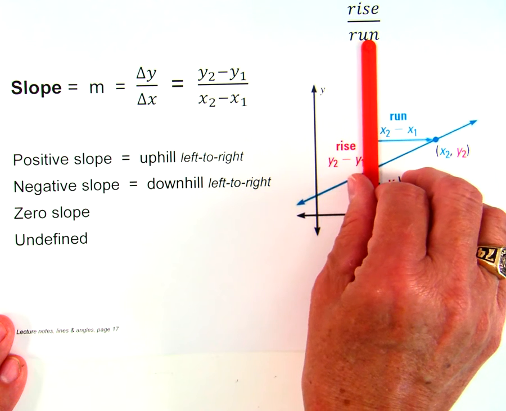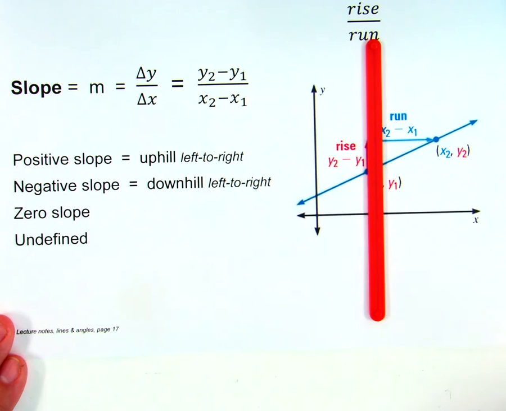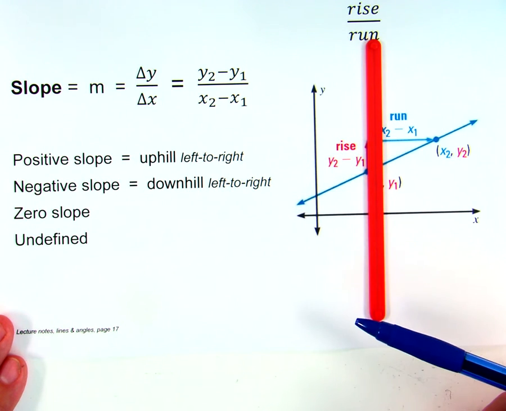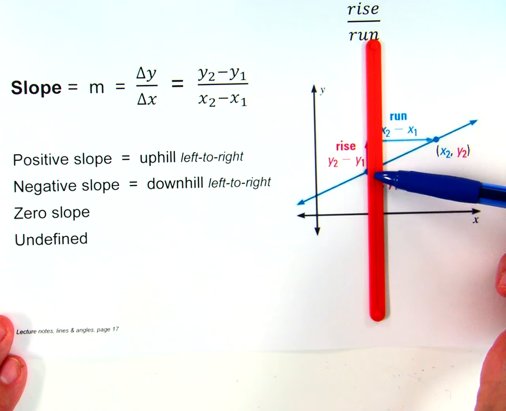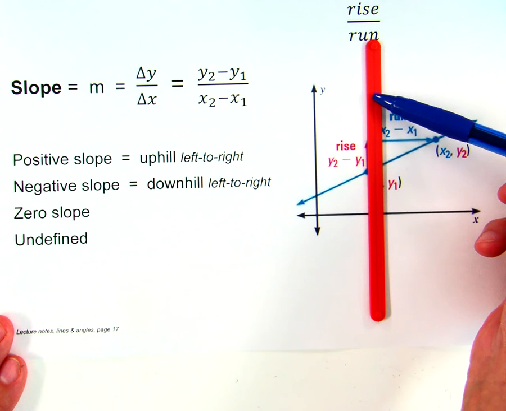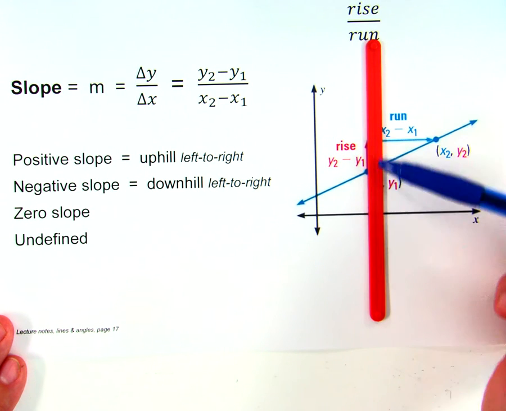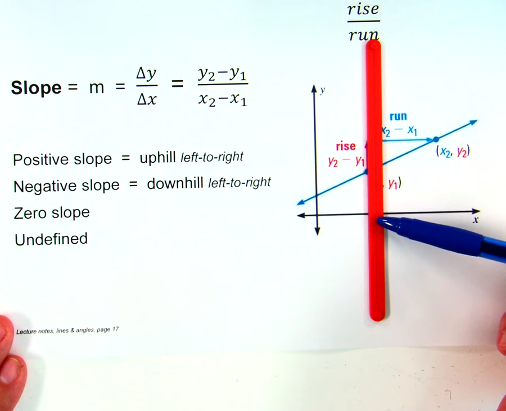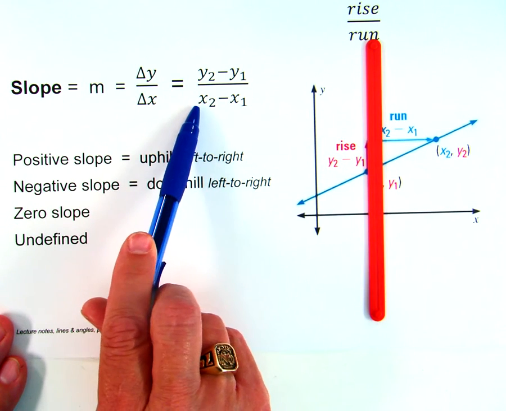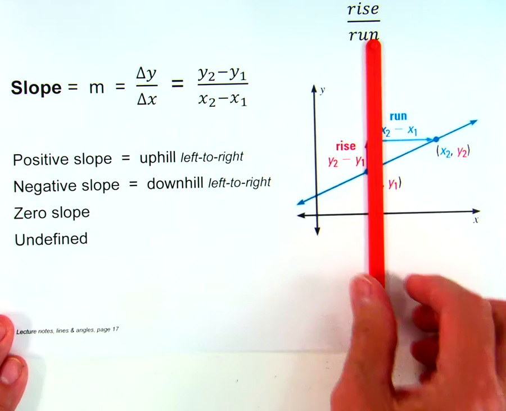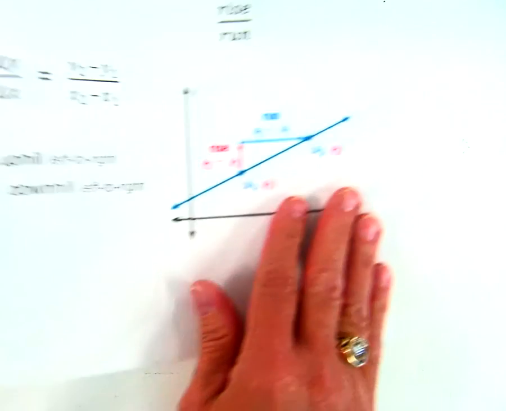Undefined is the vertical. It's undefined because when we go to calculate it, we would have a point here and a point here to use to subtract. The y values are different, but the x values are the same. So when you subtract, you get 0. Thus, you would try to divide by 0, which we cannot do. It is undefined.